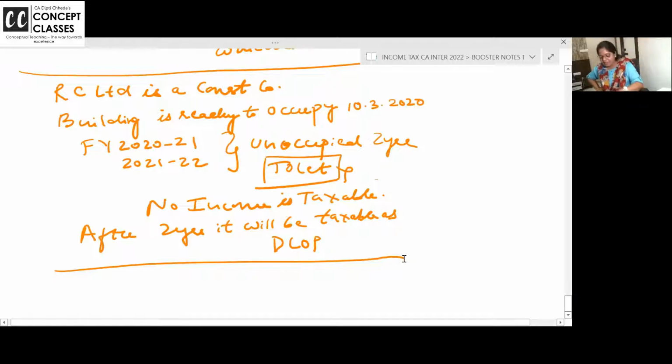Finished writing? You are a real estate dealer, buying and selling property. For 2 years your property was unoccupied. Buying, selling, rental, this is your business. For 2 years you have put up a to-let board. After the construction is over and the property is unoccupied, you don't have to pay any tax. After 2 years, it will be treated as deemed let out. That's the concept.